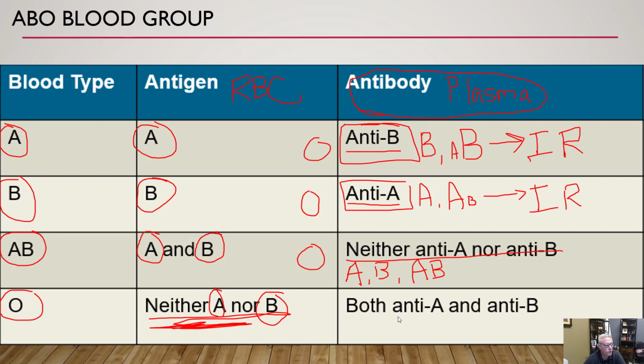Now, unfortunately, if you have type O blood, you have that anti-A antibody and you have that anti-B antibody in your bloodstream. So if you receive blood type A, blood type B, or blood type AB, then you're going to get an immune reaction. So the only type of blood that you can get is type O.